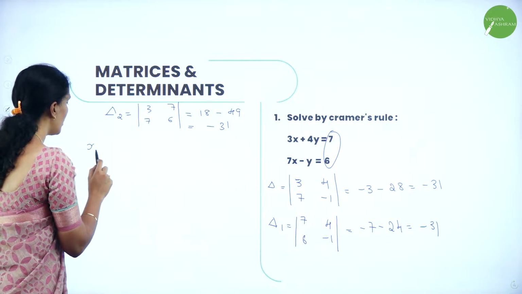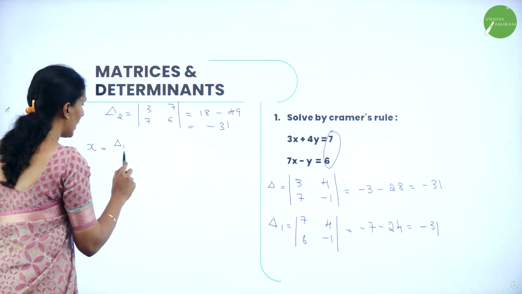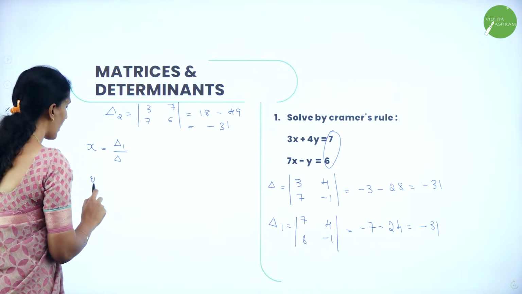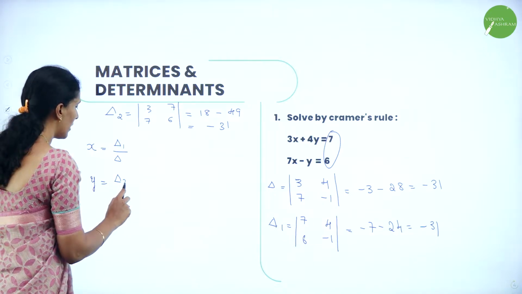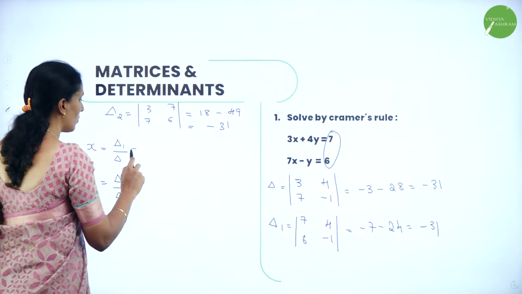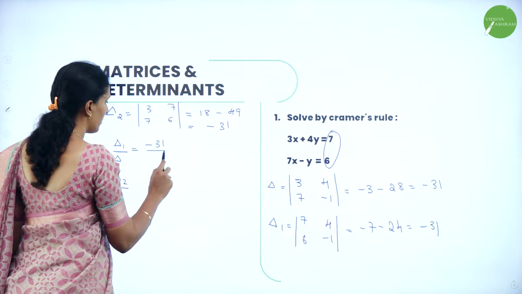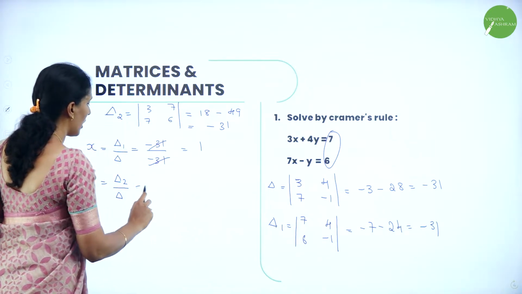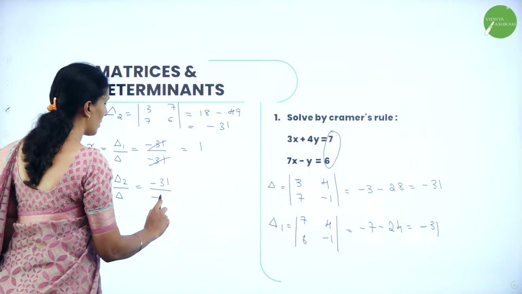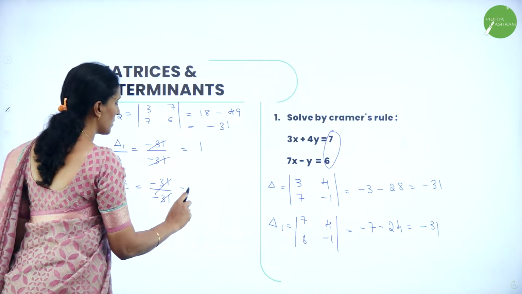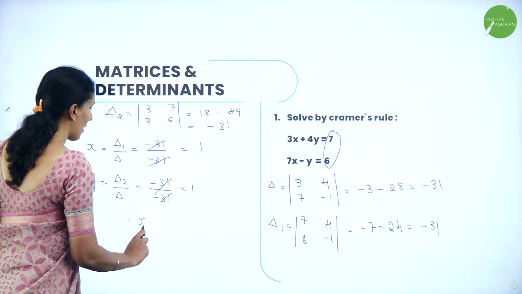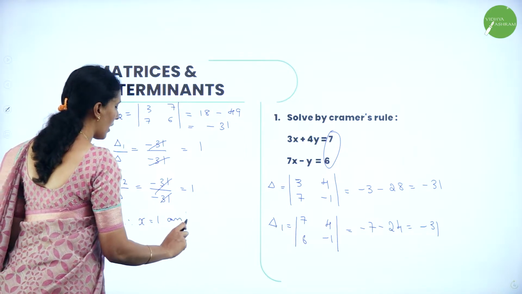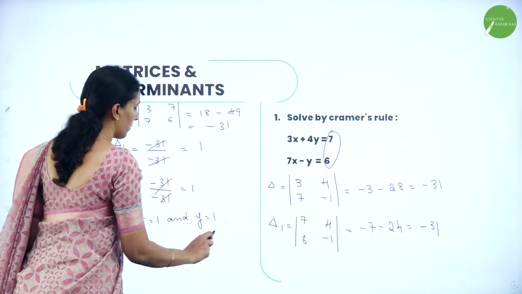Now to find the value of x, you have to take delta 1 by delta. To find the value of y, you should take delta 2 by delta. So delta 1 is minus 31 by minus 31. Cancelling, you will get the value as 1. And here also it is minus 31 by minus 31. So the value is equal to 1. So therefore, the value of x is equal to 1 and y is equal to 1.